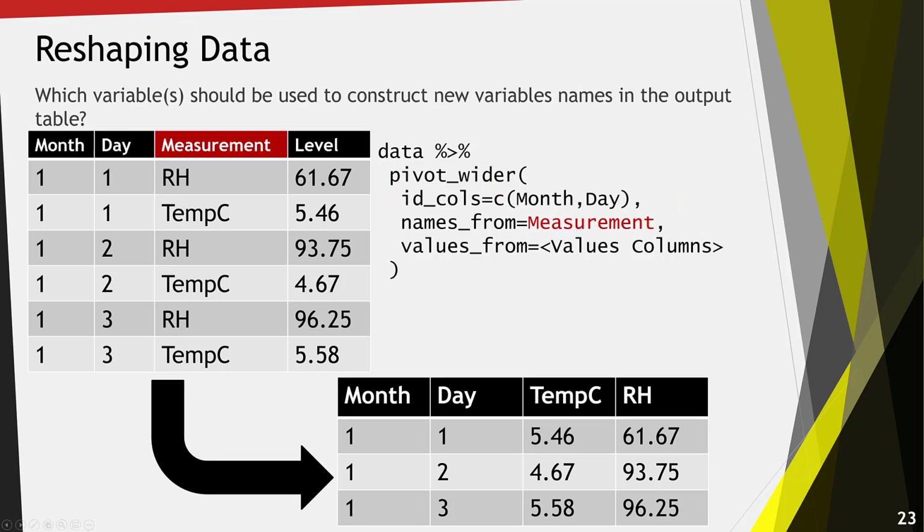The second question was which variable or variables should be used to construct new variable names in the output table. Remember, we determined this was the measurement column, so for the names from argument, you should specify measurement.